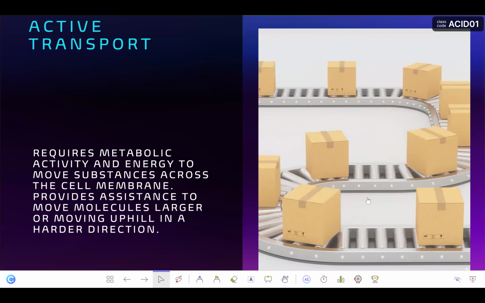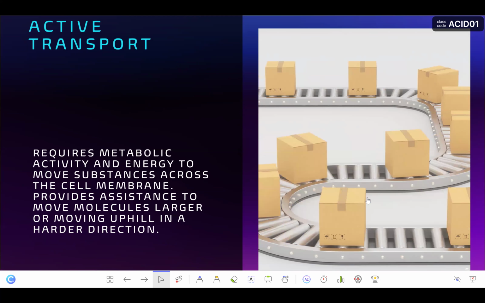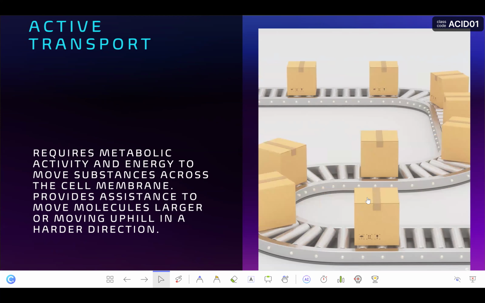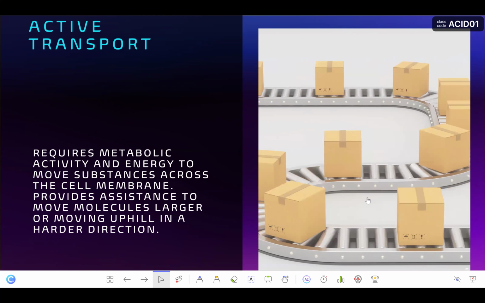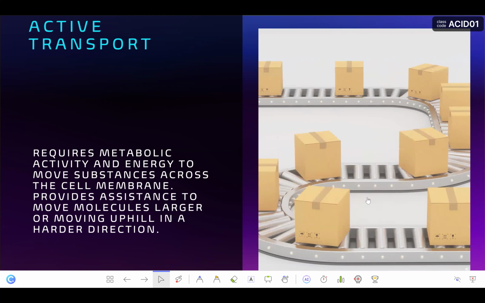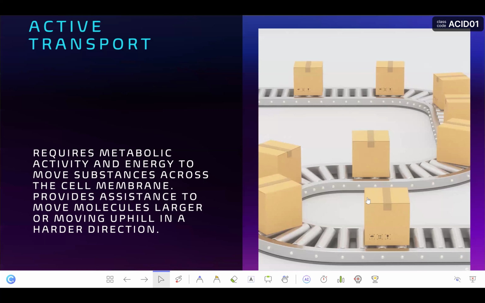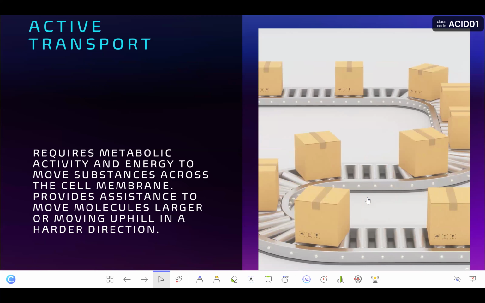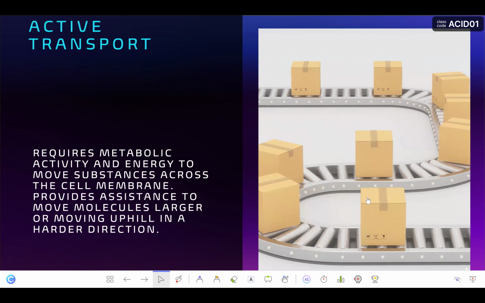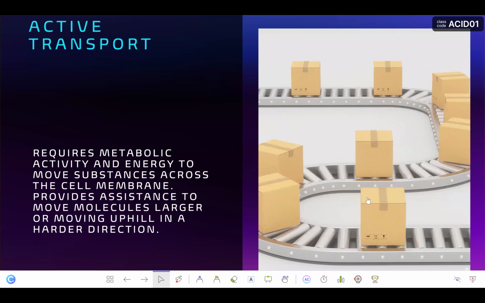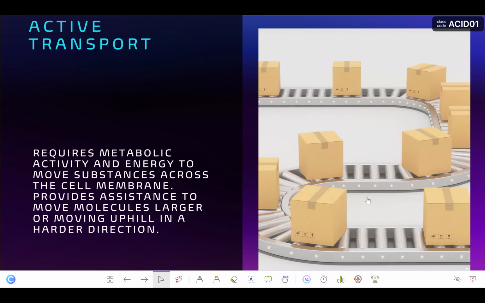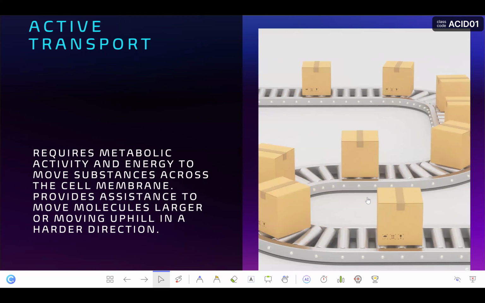Active transport requires metabolic activity and energy to move a substance across the cell membrane. It provides assistance to move larger molecules, or to move uphill in a harder direction. One of the things we're going to be learning about today is the sodium potassium pump, and the sodium potassium pump works through active transport. This is very important when we're talking about the cardiac system.